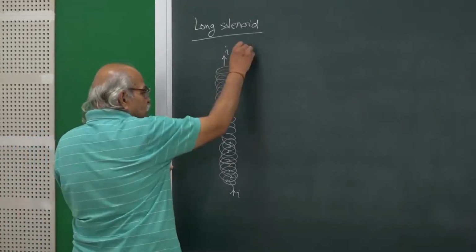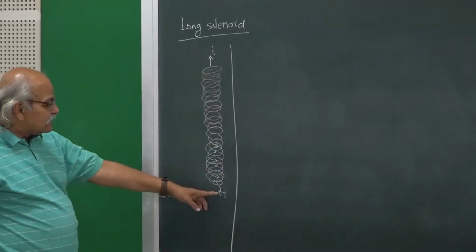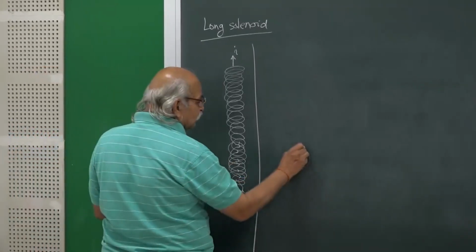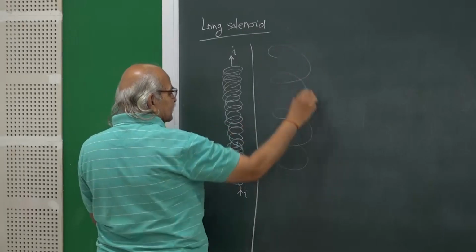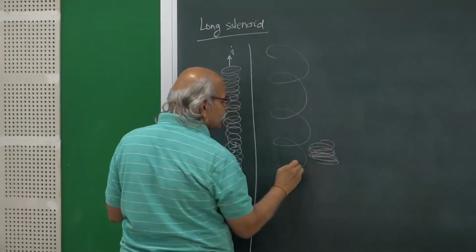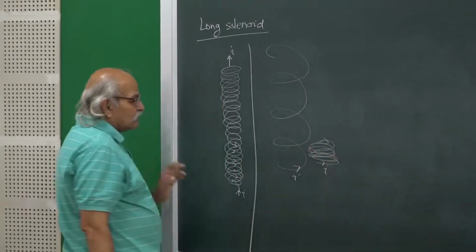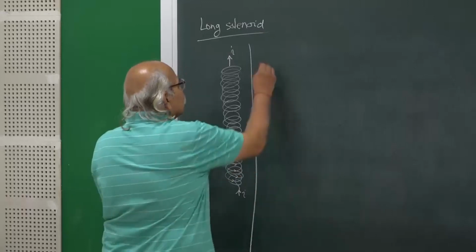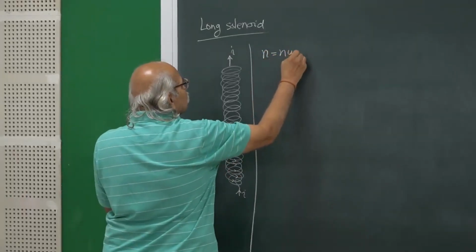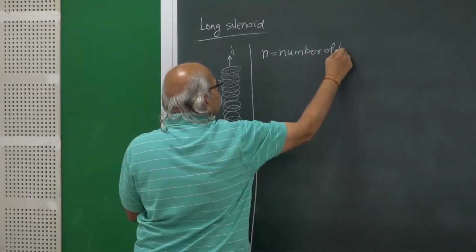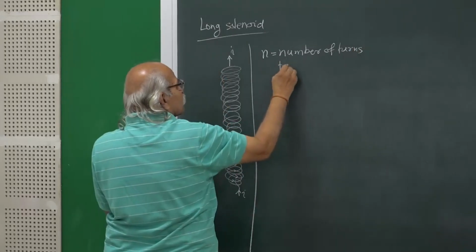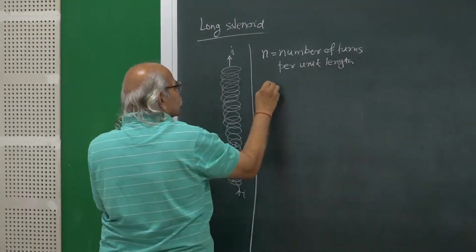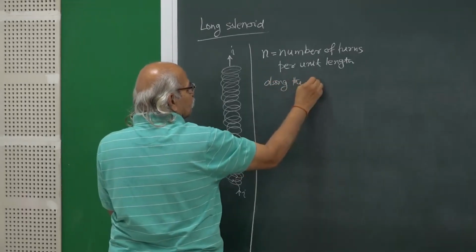First thing is to describe this current. Current is I, but then how many turns per unit length there are is important. If you have a solenoid like this, then the situation is different than if you have a solenoid like this, even with the same current. So the number of turns per unit length is an important parameter, and let us say that is small n. Let small n be the number of turns per unit length, along the axis of the solenoid.